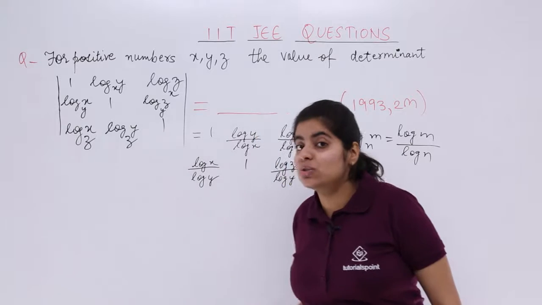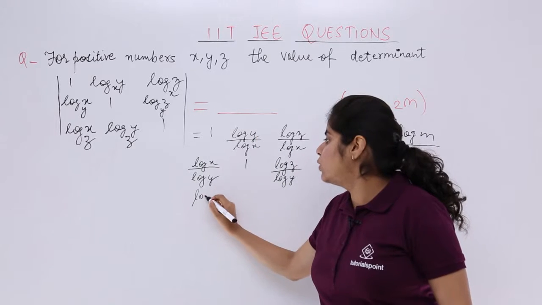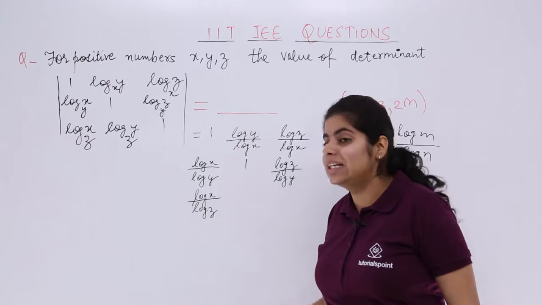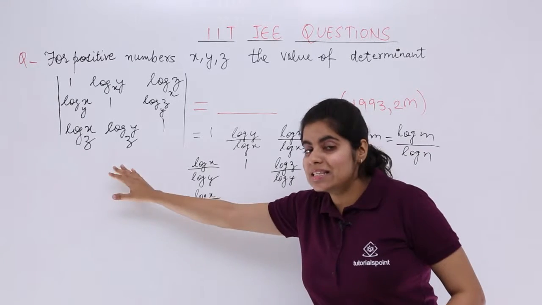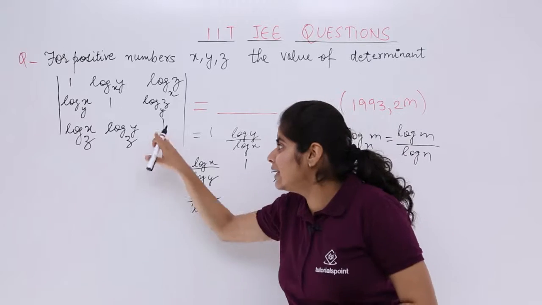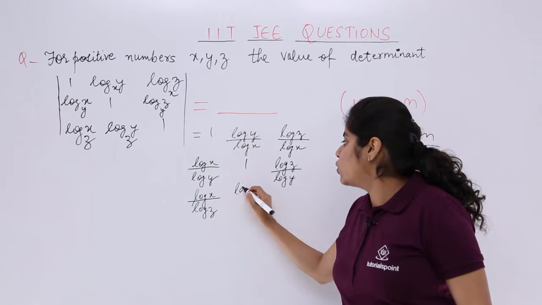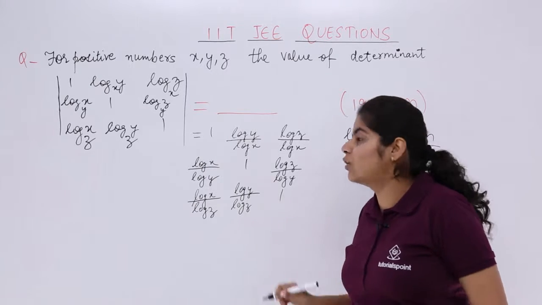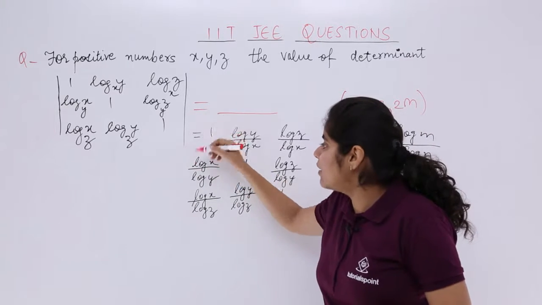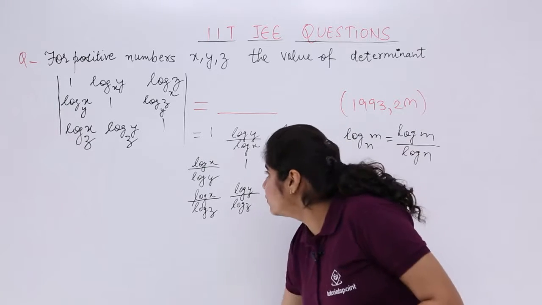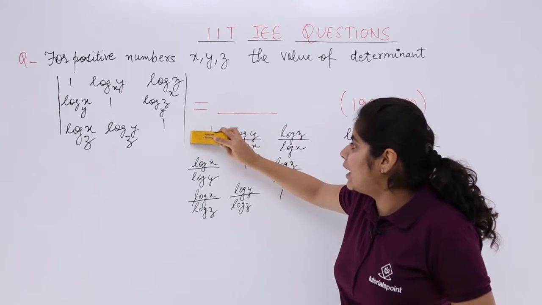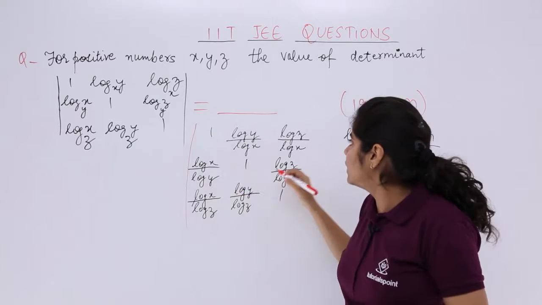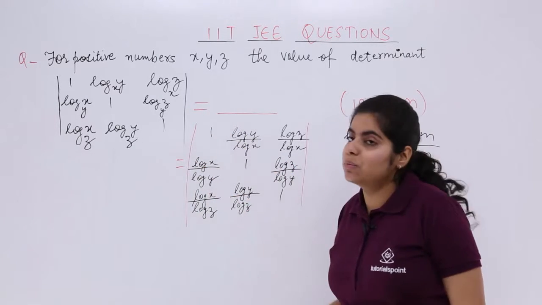Then is log x to the base z, so it is nothing but equal to log x upon log z. That means whatever the base is, that will come in the denominator. Then is log y to the base z, so log y upon log z, and last but not the least is 1, and you have everything in the form of determinant. So let's just modify it a bit. It has to be in the form of determinant. Let's enclose it in the form of determinant, and this is equal to that.